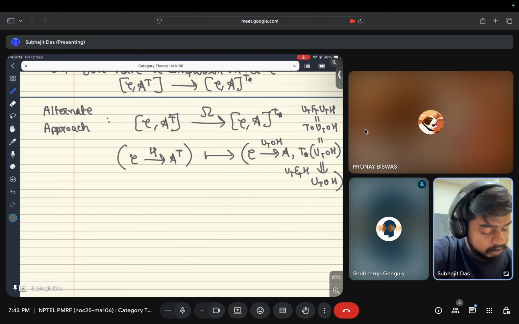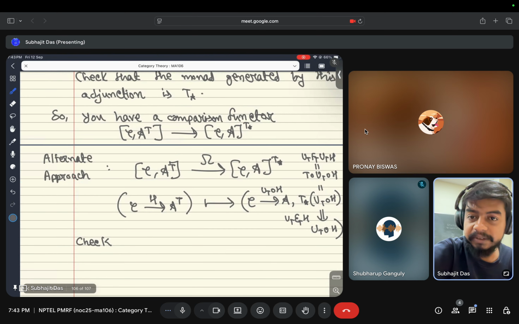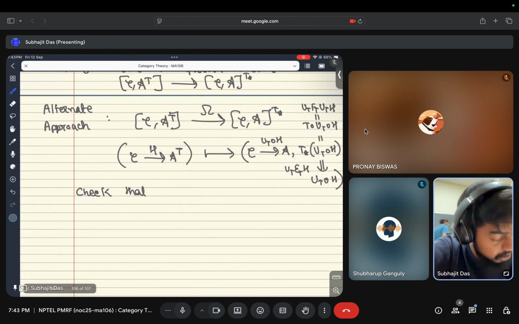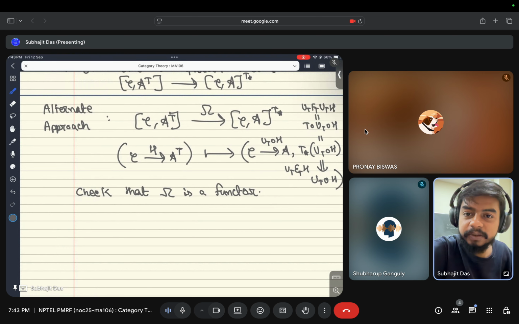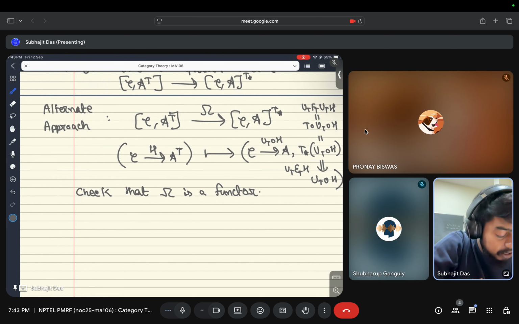So check that this is a functor. This is again a laborious task. That is what was sort of cured by our previous approach. So check that omega is a functor, by which in particular I also mean find out the action of omega on morphisms. What else do we need?